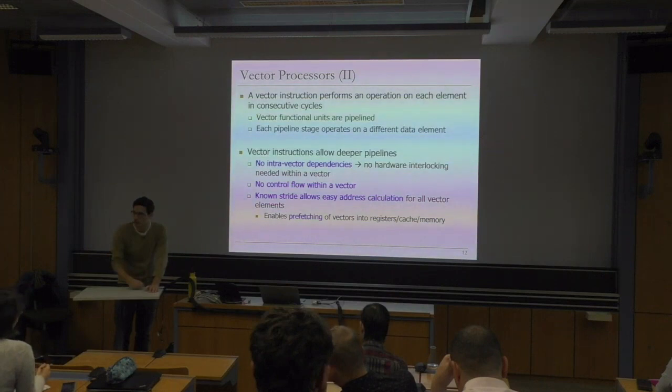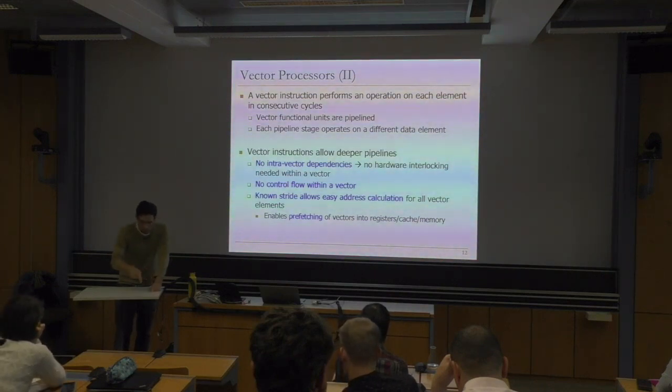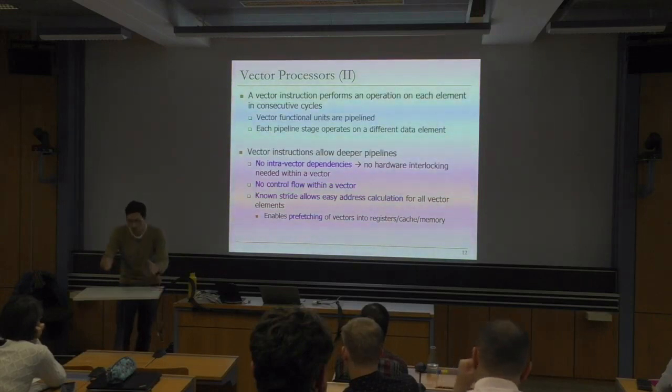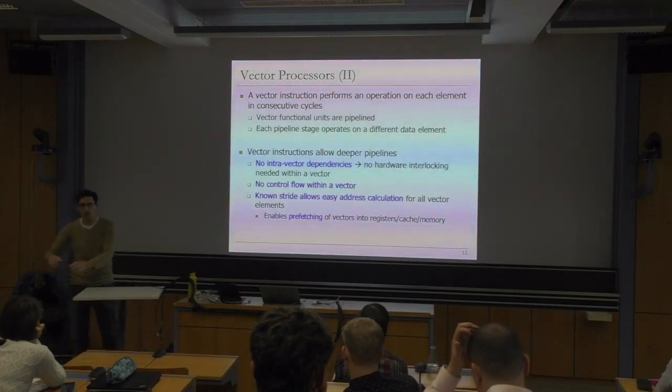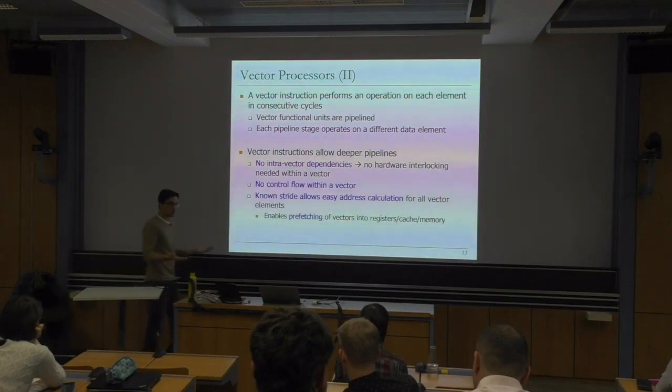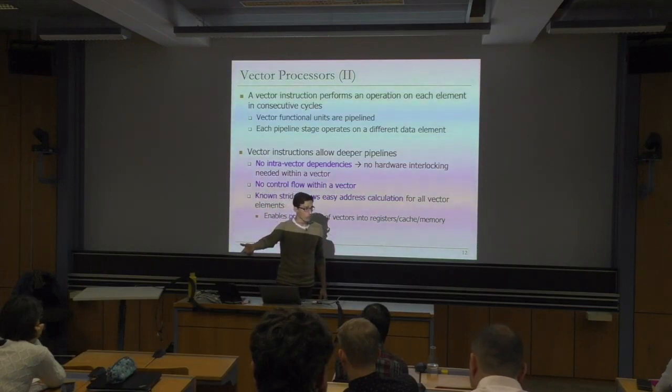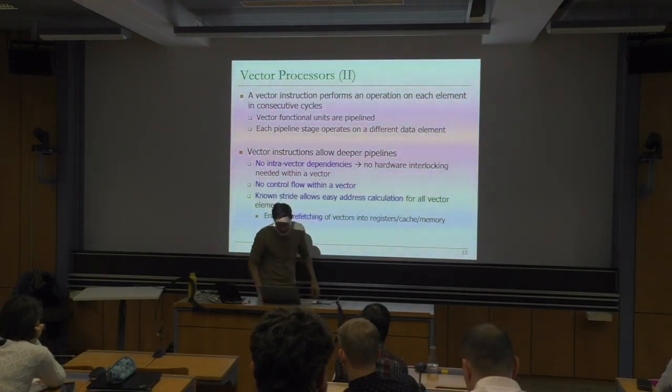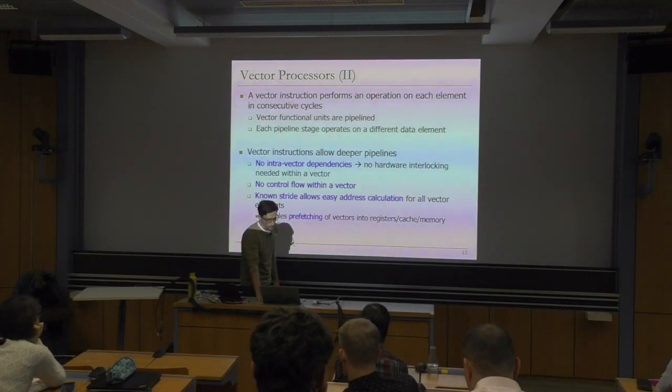For example, with stride 2, I could be reading array elements A0, 2, 4, 6. And while I'm operating on these, I can be accessing memory and, for example, prefetching elements A20, 22, 24, and so on. This is possible because we know in advance what the stride of the memory accesses is. So that's why we can also have efficient memory access here as well.